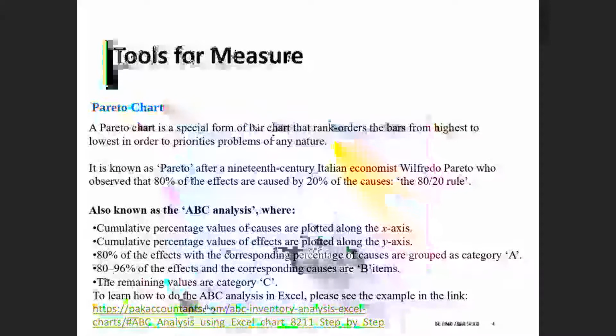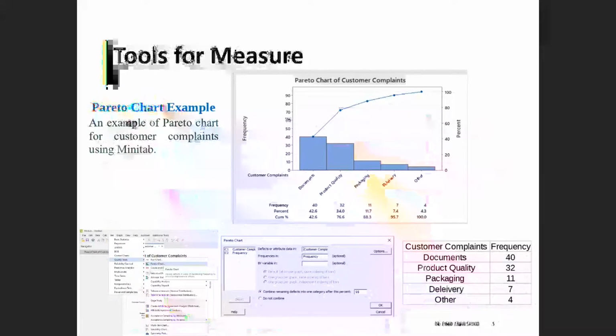If you would like to use this type of clustering, which is the ABC analysis, there is a link here. It shows you step by step how you can do it in Excel. Minitab usually uses the regular Pareto analysis, as we will see here in the example. This example is applied using Minitab. In this example, we are demonstrating customer complaints about a service, or let's say a delivery service.